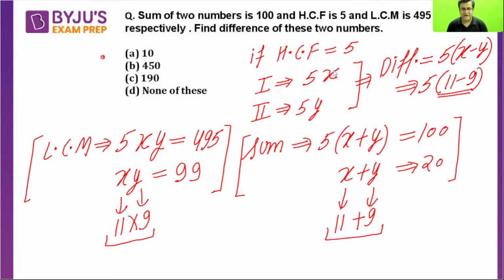5 into 2 is how much? 10. Okay, beta. I'm trying to repeat the complete thing again. Just listen. If HCF is 5, first of all, I can take the numbers as 5x and 5y. Now, the sum of both is given, 5x plus 5y. The sum is 100, so x plus y is 20. Okay. Then LCM of both 5x and 5y.